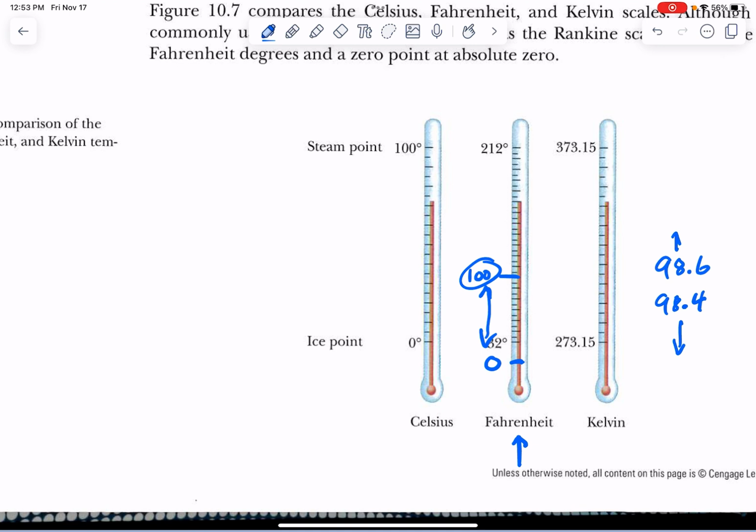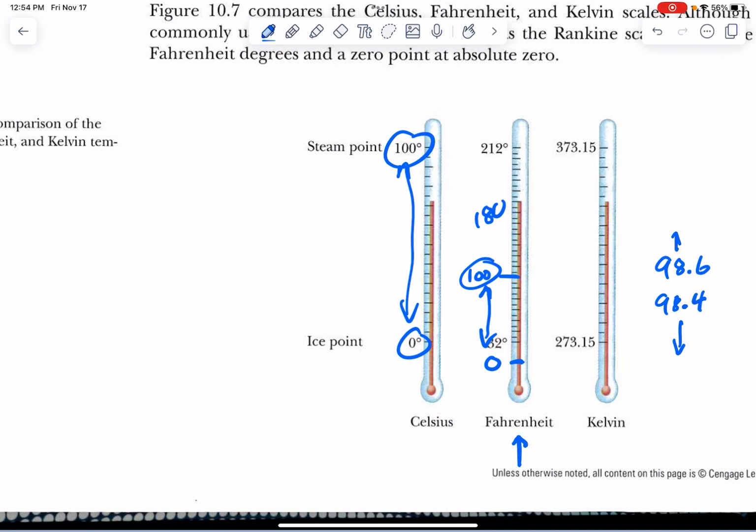Now back to the Fahrenheit scale, it's a whole lot easier just to freeze water and call that 0. And it's a whole lot easier to boil water and call that 100. And so now we have the centigrade scale, 100 divisions between freezing and boiling instead of 180 divisions here.